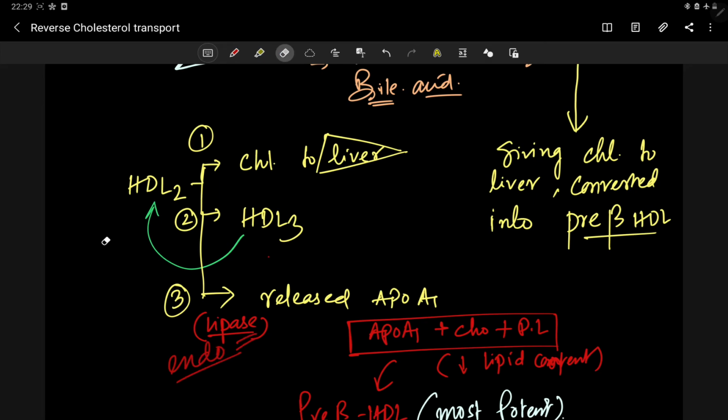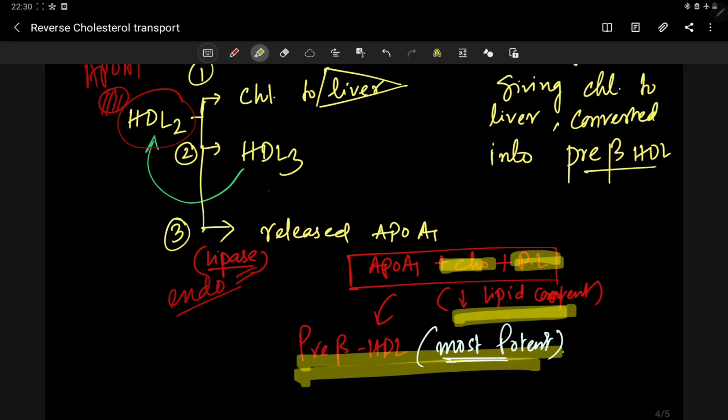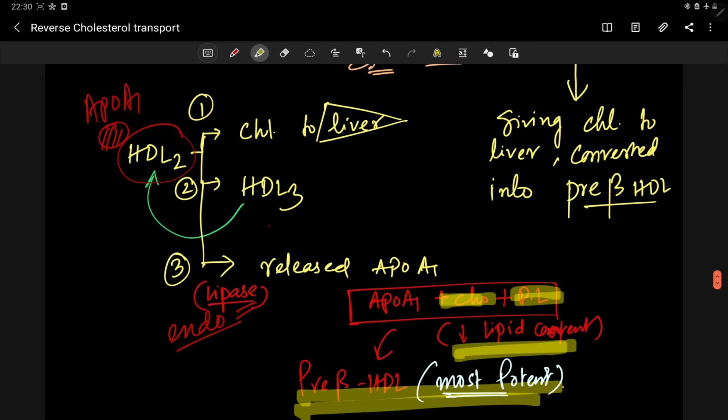your HDL2 actually releases its ApoA1. HDL2 also has its ApoA1 protein, and in the presence of endothelial lipase, HDL2 releases ApoA1. This ApoA1 is attached with a little amount of cholesterol and phospholipid and converted into pre-beta HDL. This is the most potent HDL, the pre-beta HDL, with a very small amount of lipid, poor lipid content. So this is about the reverse cholesterol transport.